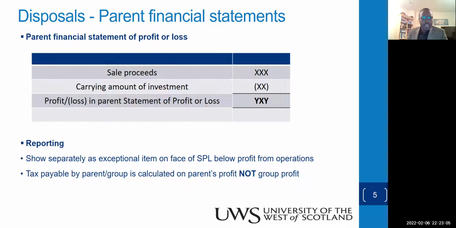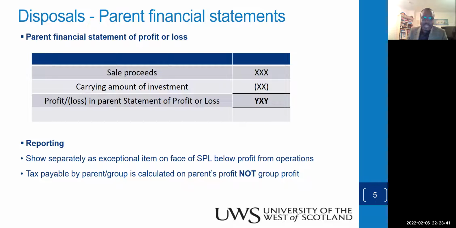How do we report this? We normally will show this separately as an exceptional item on the face of the statement of profit or loss, right after the profit from operations, as a gain on disposal of a subsidiary. Similarly, when we get profits from associates, we record it right after the profits from operations. So we cluster all of them after the profit from operations so that we can know that there is other income which we gained from our activities.